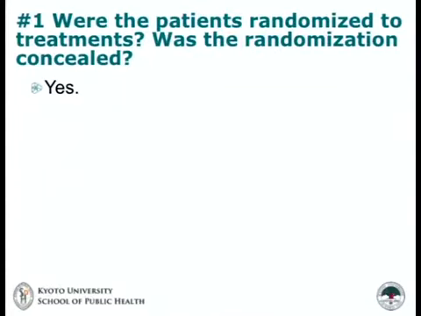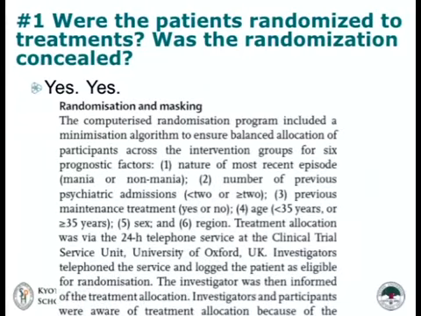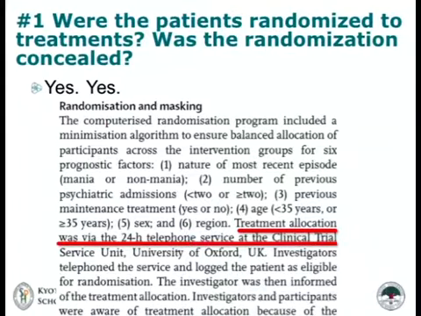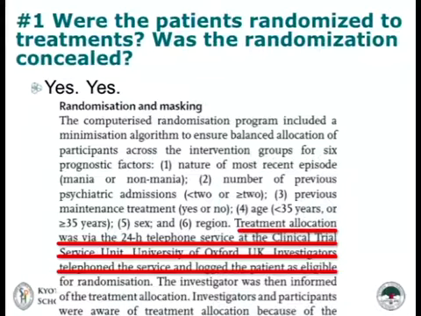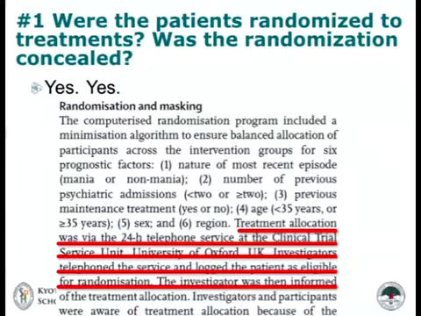Was the randomization concealed? Yes. In the text it says, treatment allocation was via the 24-hour telephone service at the Clinical Trial Service Unit, University of Oxford. Investigators telephoned the service and logged the patient as eligible for randomization. The investigator was then informed of the treatment allocation.